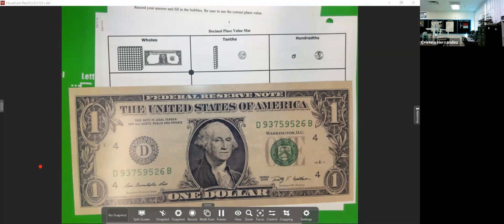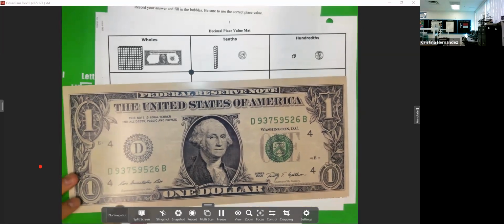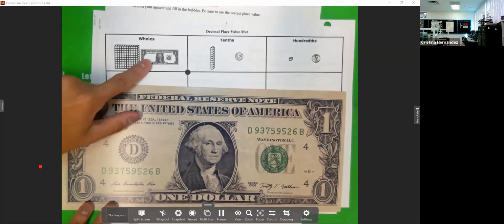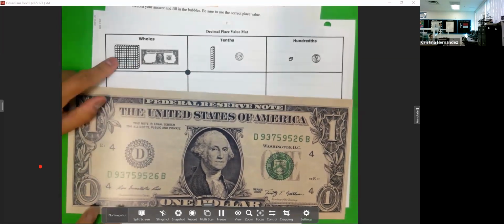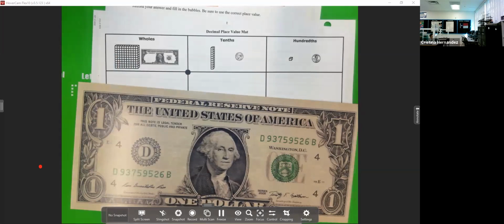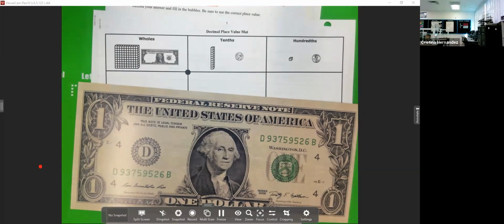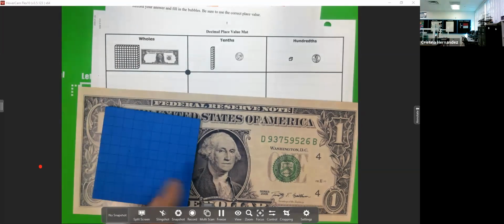Okay, so y'all can see my screen, right? Everybody? So this dollar bill is equivalent to one flat. Y'all can see that. So you got another dollar bill. This is $1. What is this blue thing? $1. That is a $1 bill. $1 here. Y'all can see this. That is $1.